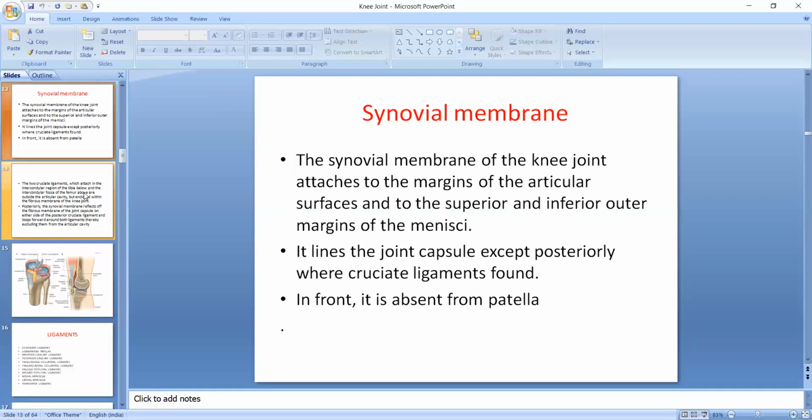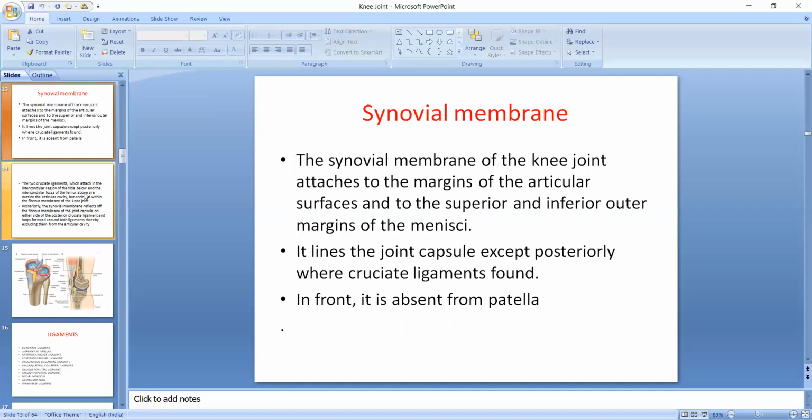The synovial membrane of the knee joint is attached to the margins of the articular surface and to the superior and inferior outer margins of the menisci. It lines the joint capsule except posteriorly, where the cruciate ligaments are found in front, and it is absent from the patella.